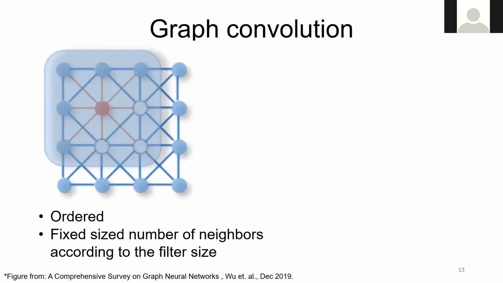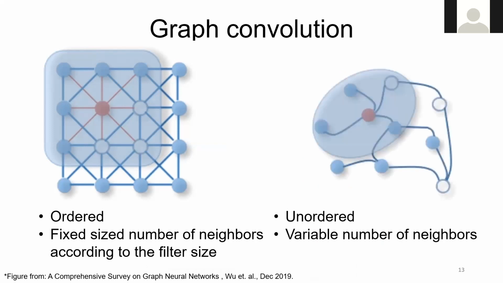The convolution operation on a graph is not as trivial as on images. Images are ordered and contain a fixed number of neighbors. On the other hand, a graph is unordered and doesn't necessarily have a fixed neighbor size, which makes the convolution operation hard to implement efficiently.